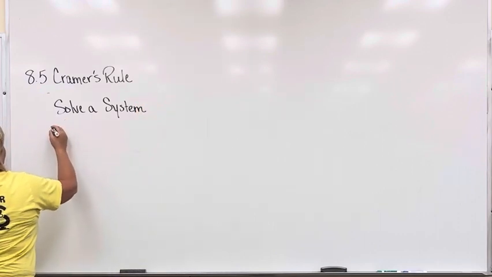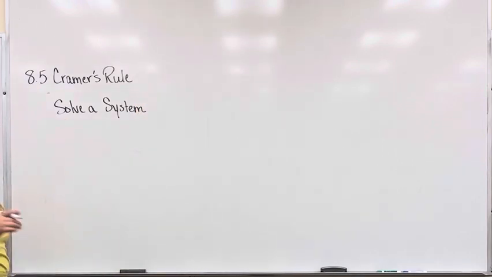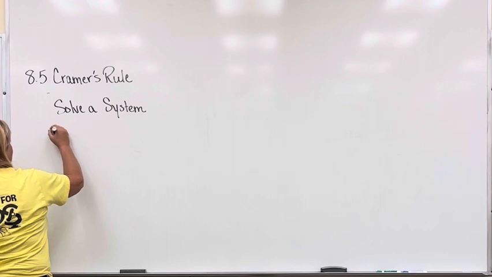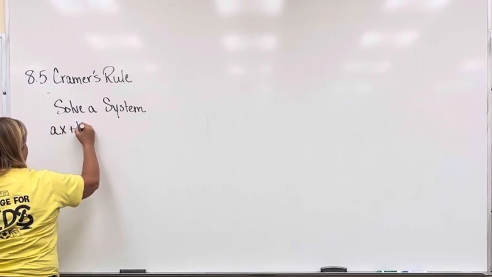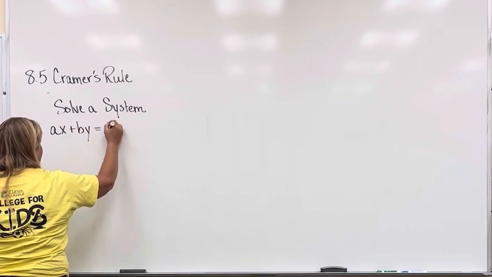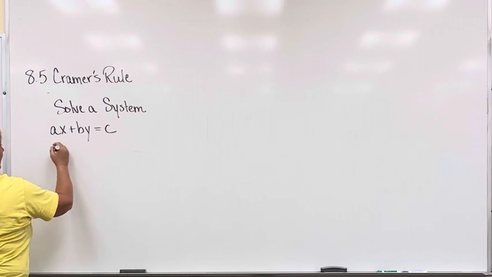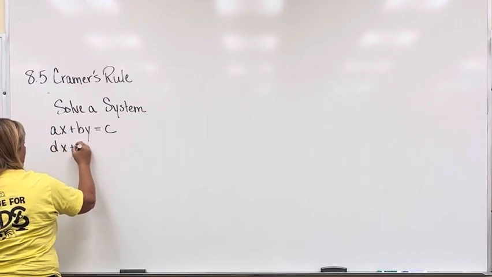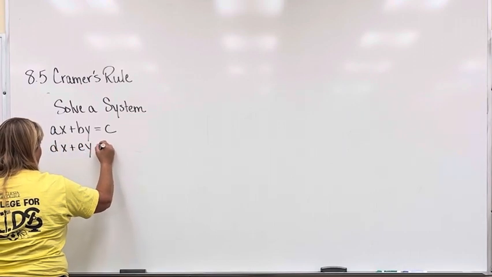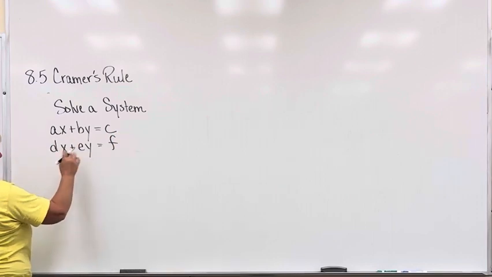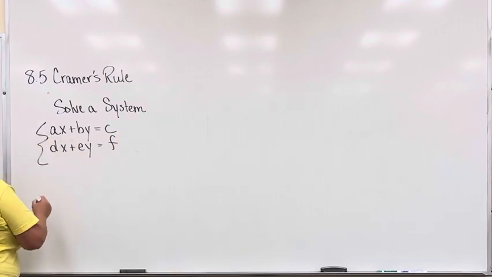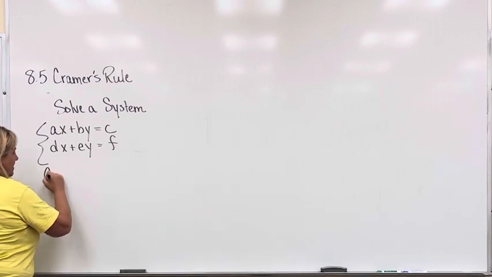So we're going to let our system, now this is going to look a little bit weird, but we're going to let our system look like this. AX plus BY equals C, and then DX plus EY equals F. So there's our system to solve. Now, Cramer's rule says this.